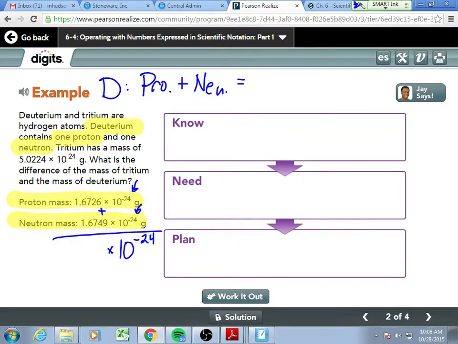Did you say that you add the two 10 to the negative 24th? No, so to add or subtract, your powers of 10 have to start the same. If they're not the same, you have to make them the same before you can add or subtract. Then they stay the same. Okay, so they both started at 10 to the negative 24th. We just keep it 10 to the negative 24th.